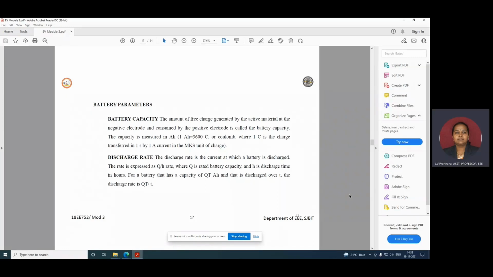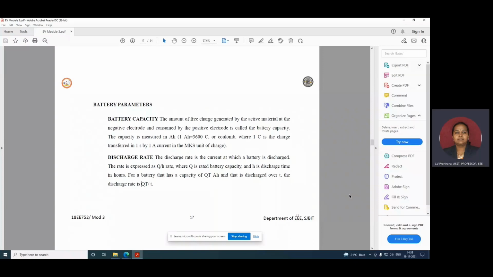The battery capacity, the amount of charge generated by active materials at the negative electrode and consumed by the positive electrode, is called battery capacity. Basically, during the charge cycle, the electric charge that the battery can supply is clearly the most crucial parameter. The SI unit for this is coulombs.